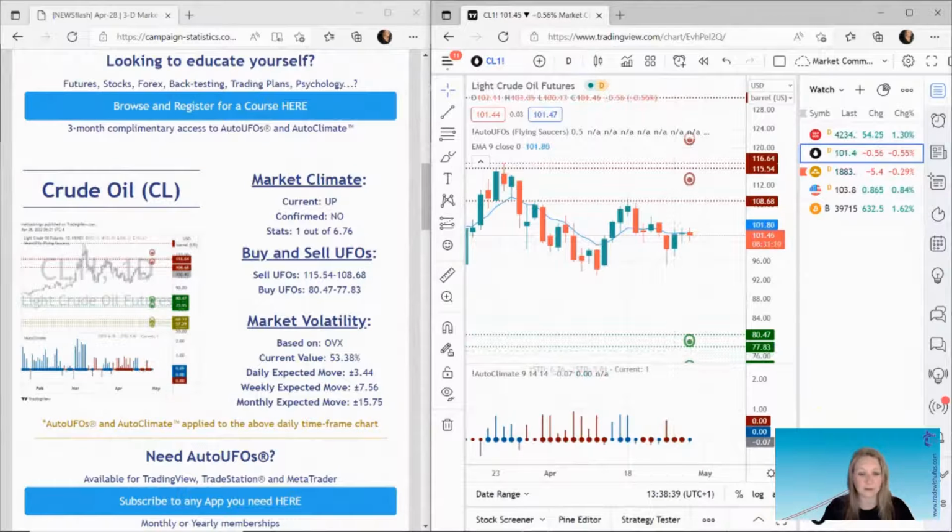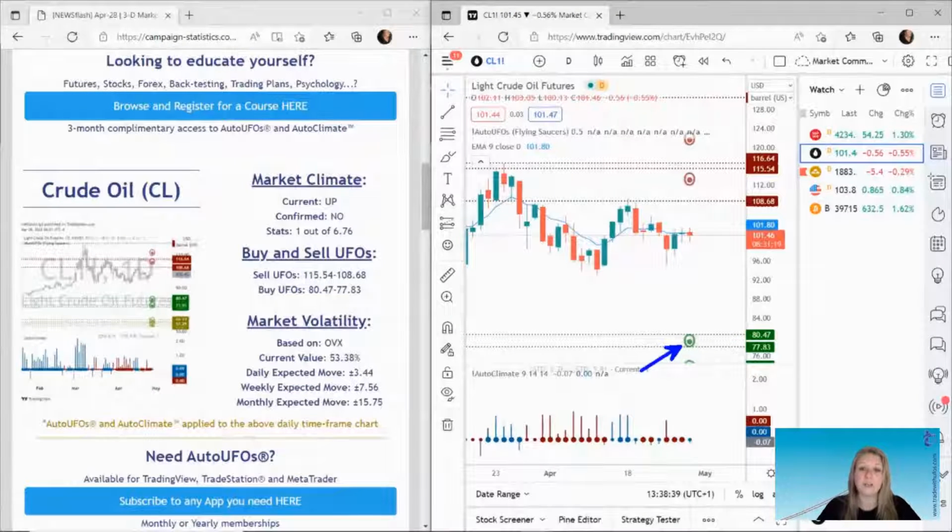Okay, so coming back to crude oil, thin dot there tells us not enough probability either way. This market isn't really sure what it's doing. Now we do have sellers up here between 115.54 to 108.68. We've got buyers further away from us down at 80.47 to 77.83. Unlikely that either of these buyers or sellers will affect us today. They're too far away from current price.